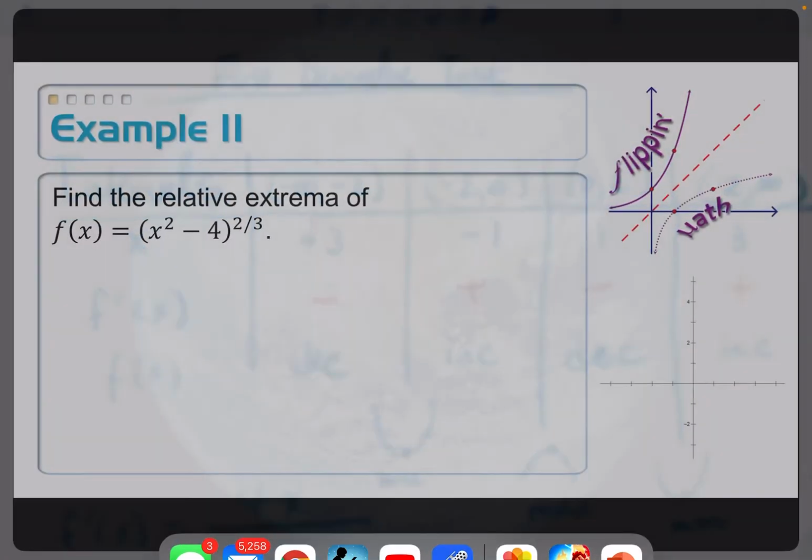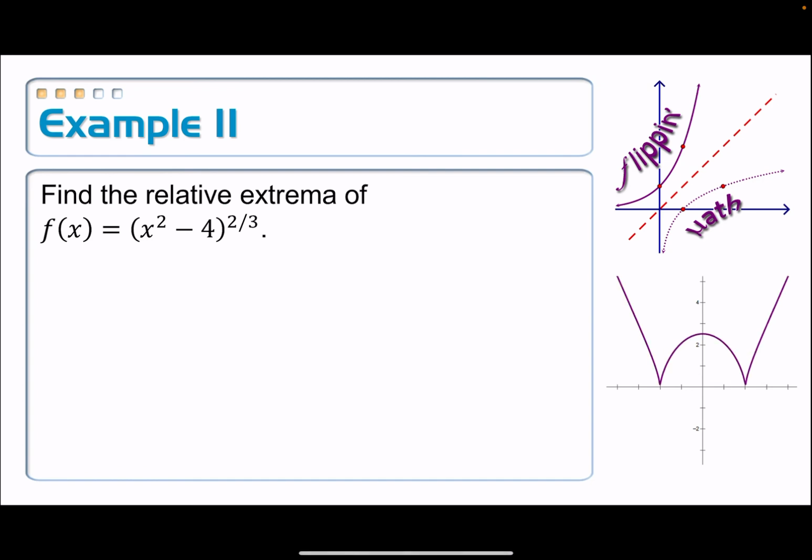Let's take a look, shall we? All right, so here we go. Bloop. Ah, sharp turns. Does that make sense? It's continuous at those points, but the derivative did not exist, and we have relative minimums at those particular points. We had ourselves some sharp turns.